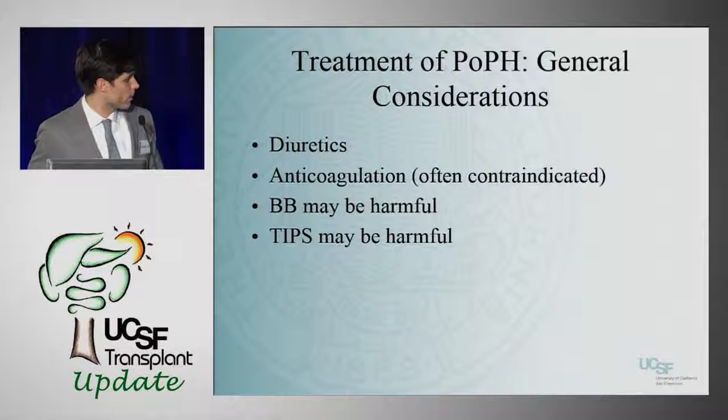You want to be very hesitant with beta blockers in these patients, especially if they have right ventricular dysfunction. And then things like TIPS, anything that alters your venous return and overall hemodynamics is just risky in these patients because they're more tenuous.